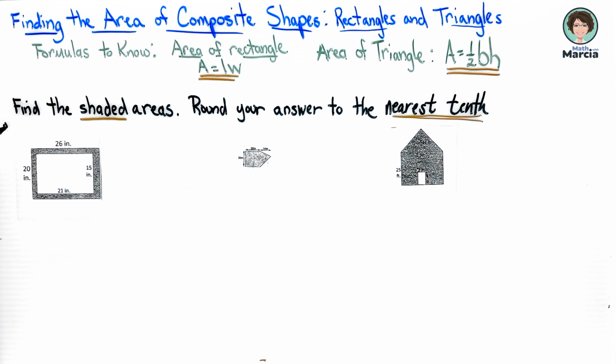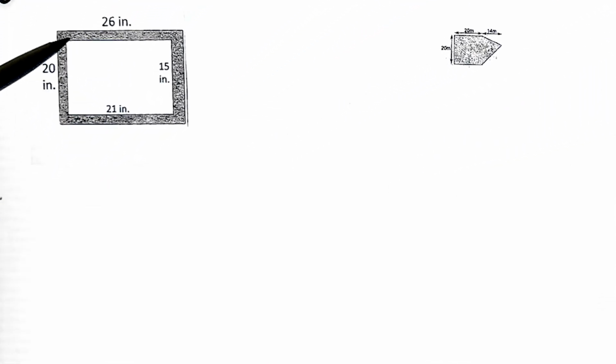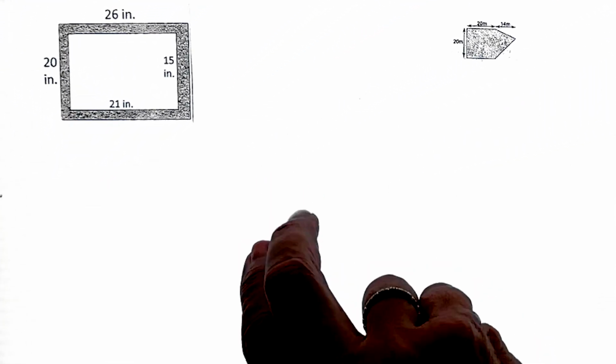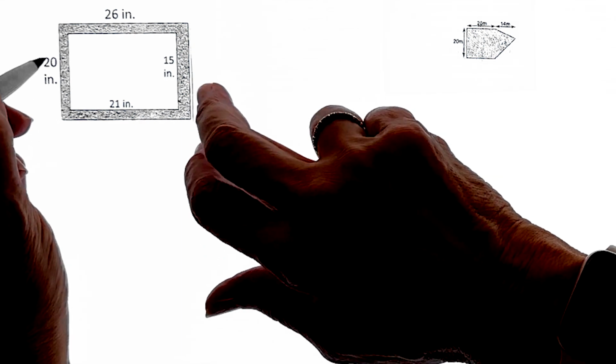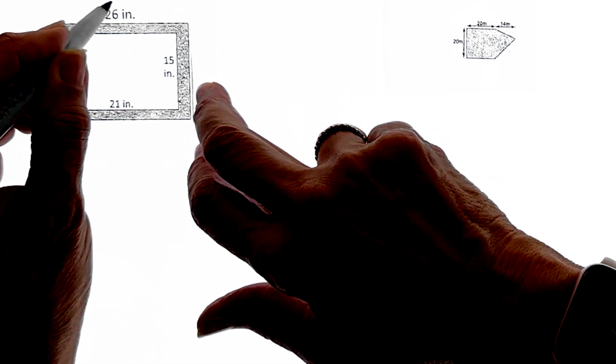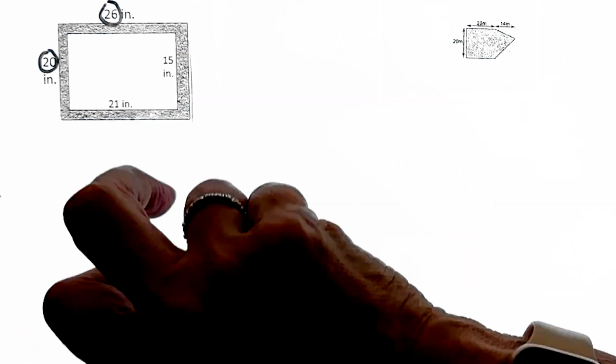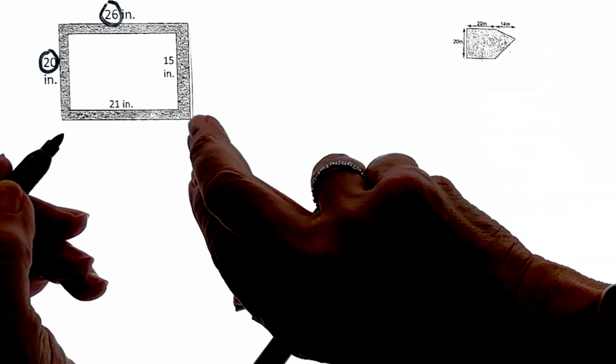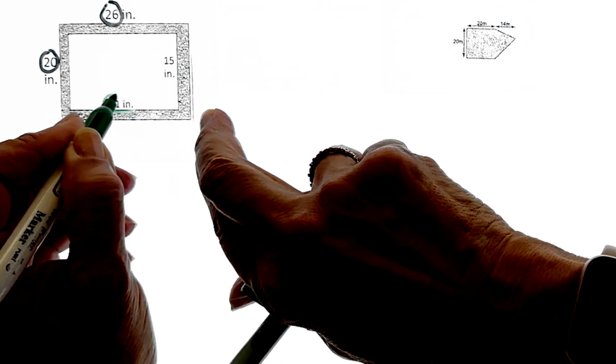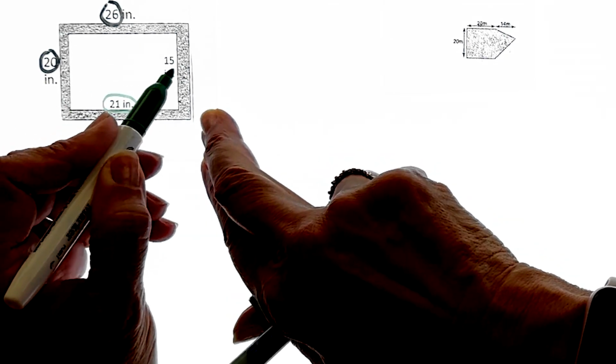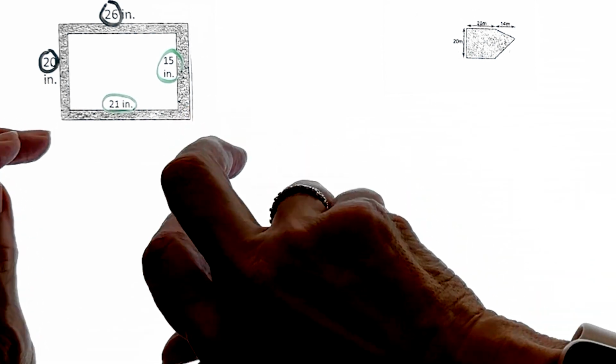And I see here, I actually have two rectangles. One is a larger one, and the dimensions that go with the larger one are 20 and 26. And then we also have a smaller rectangle, and the dimensions are 21 and 15. All right, so let's go ahead and set this problem up.